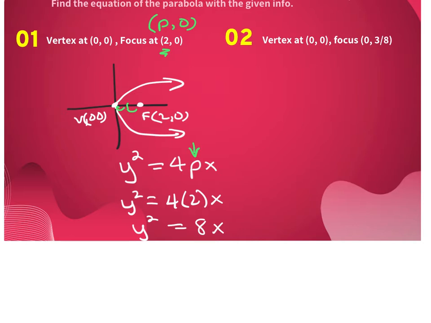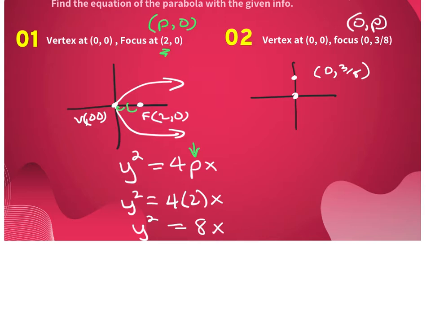For number 2, I'm going to do the same thing. I'm going to give myself a little rough sketch here so I can see which way my graph is going to open up. So again, I'm going to place my vertex at 0, 0. This time my focus point is on the y-axis. It's the ordered pair 0, 3/8. So I could say it's right here. I know I'm not going to go by ones. So this is my focus. And again, remember, when your graph is opening up or down, your focus point is 0, p. So again, my p-value is right there.